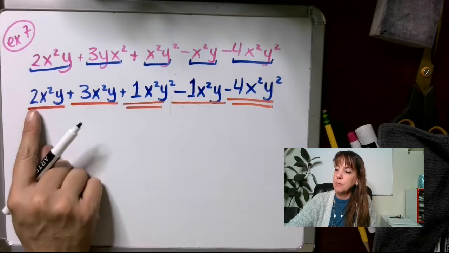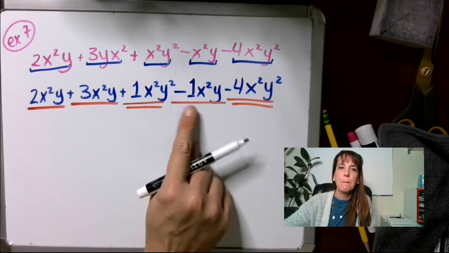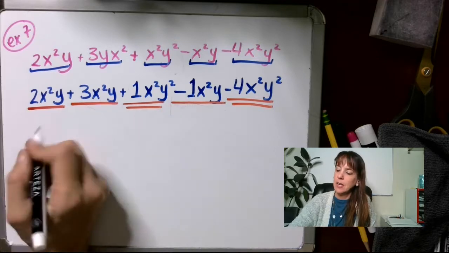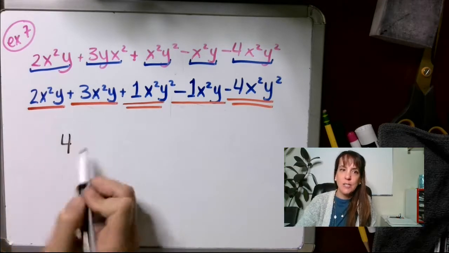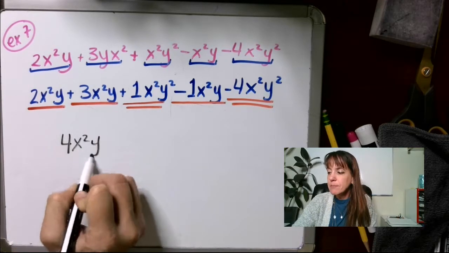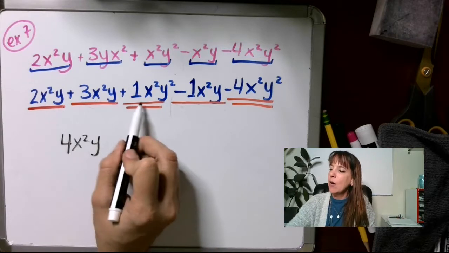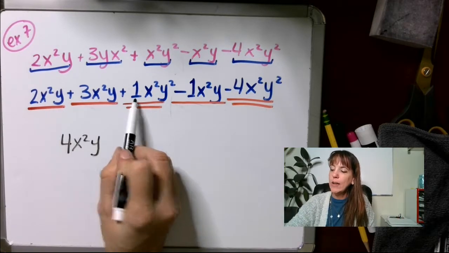So again, we're looking at these single underlined ones. We're going to add all those up. 2 and 3 is 5. Minus 1 is going to be 4. And the tag to go with that is x squared y, right? X squared y.